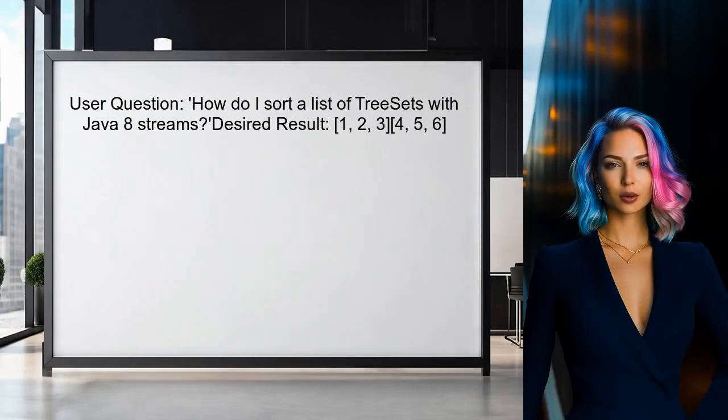Let's dive into the specific question at hand. One user asked, "How do I sort a list of tree sets with Java 8 streams?" They provided an example of their code and mentioned that they want to achieve a sorted result like this: 1, 2, 3, 4, 5, 6. Sound familiar? Let's explore this together.